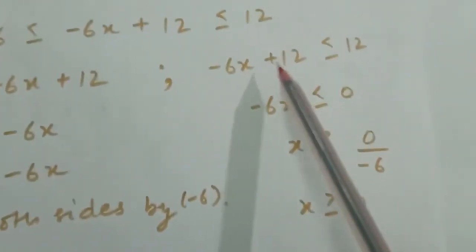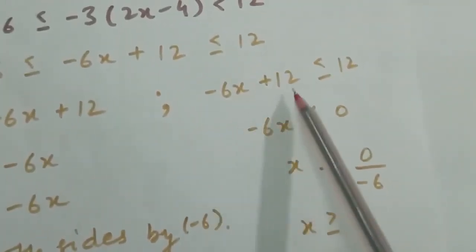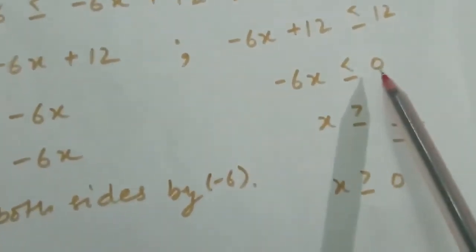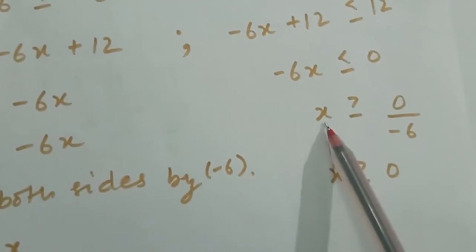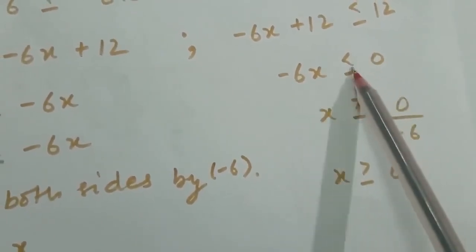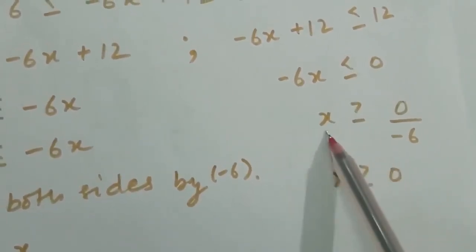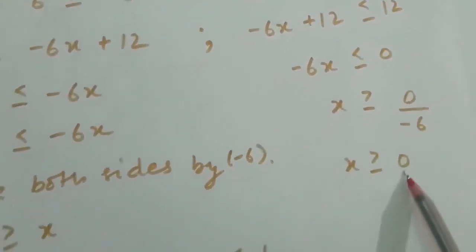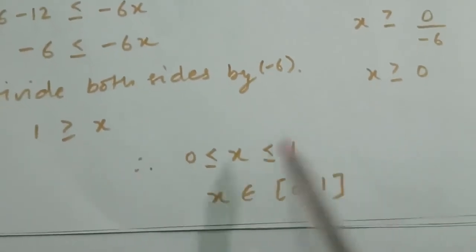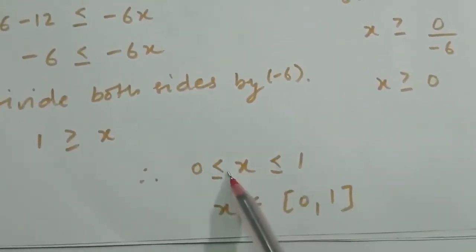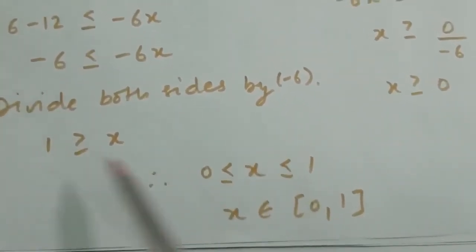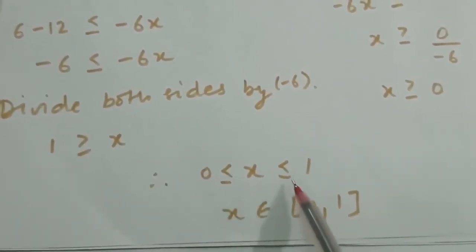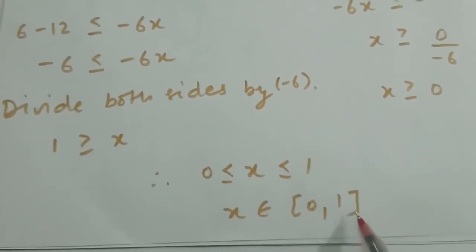For the second part, −6x + 12 ≤ 12. Now subtracting both the sides by 12, dividing both the sides by −6. So the sign of the inequality will change. x ≥ 0 upon −6, which is nothing but 0 only. So the final result will be that x ≥ 0 and x ≤ 1. So x belongs to [0, 1] because equality is there, so closed bracket will come. Clear?